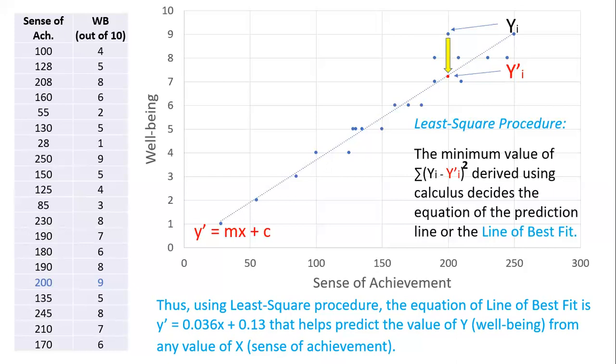Now this helps predict the value of y, that is well-being. Actually, it should have been y prime there, I beg your pardon. We can predict it from any value of x with the help of this particular equation of the line of prediction that we could draw utilizing the least square procedures described in this particular slide.